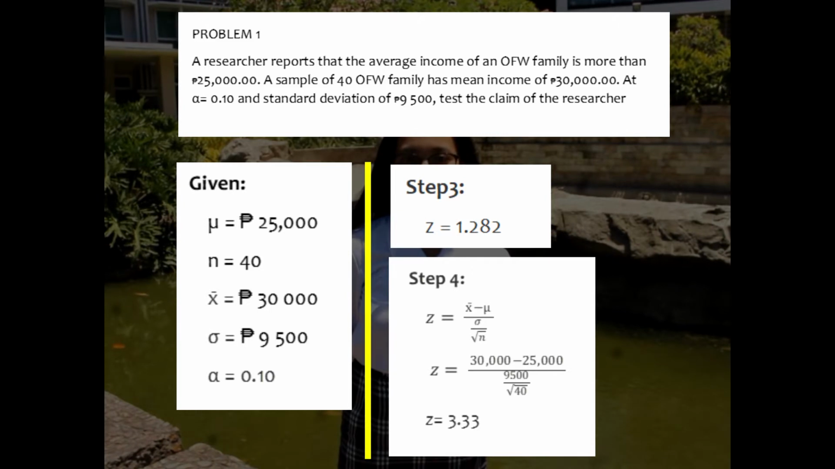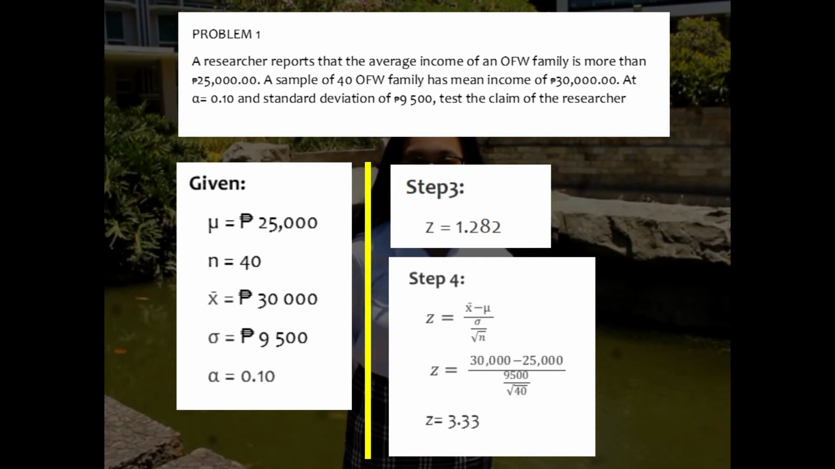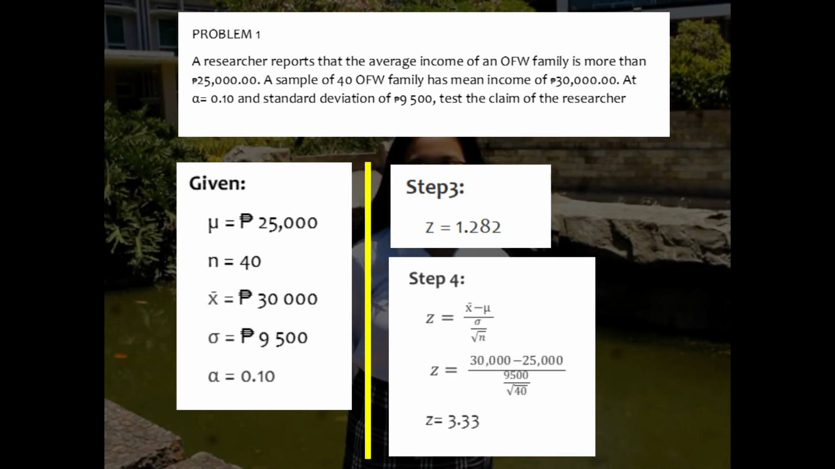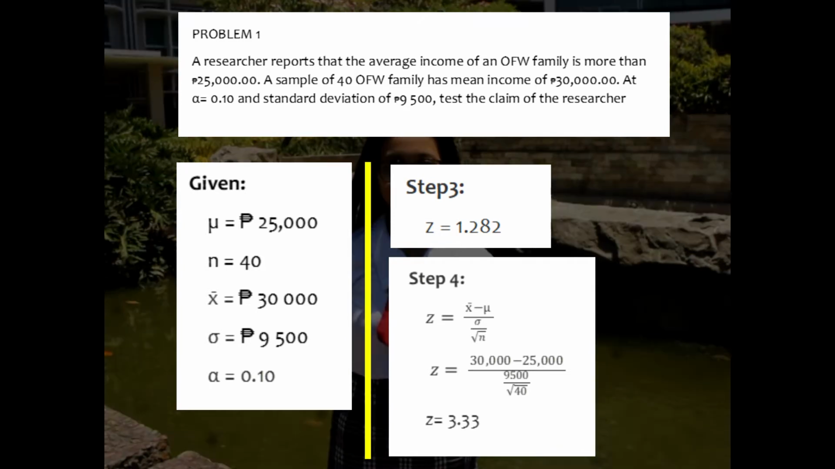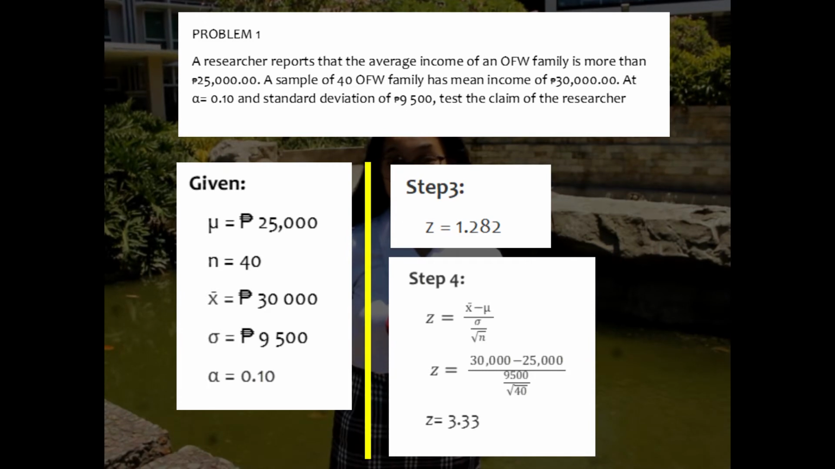This formula will be applied to all problems of this kind. Substitute the values and then solve. 30,000 minus 25,000 over 9,500 over square root of 40. Z is equal to 3.33.